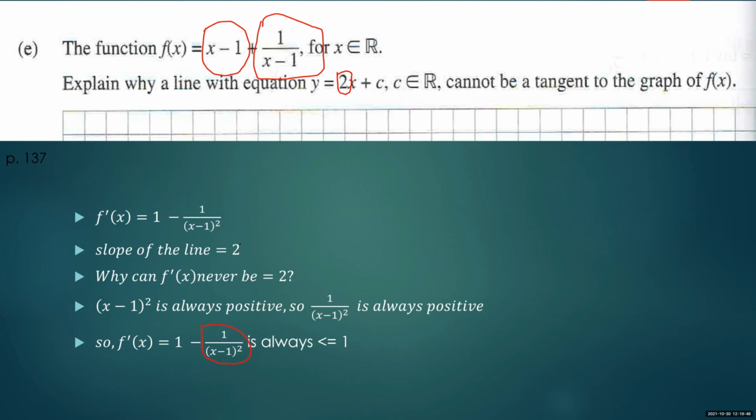But the slope of the line is 2. So there is no point on the curve which has a slope of 2. And so that's why the line can't be a tangent to the graph.